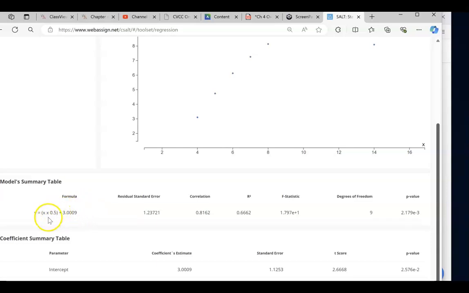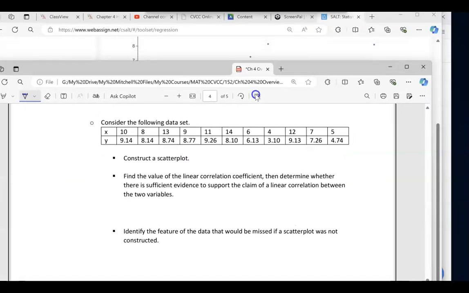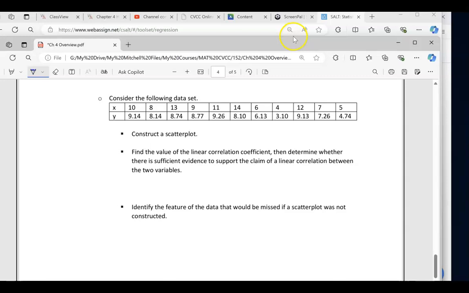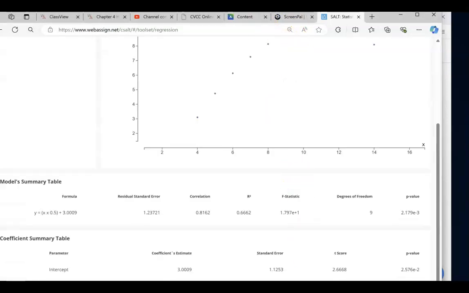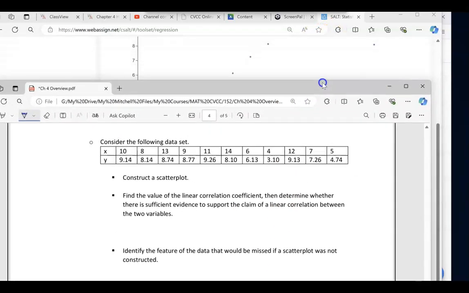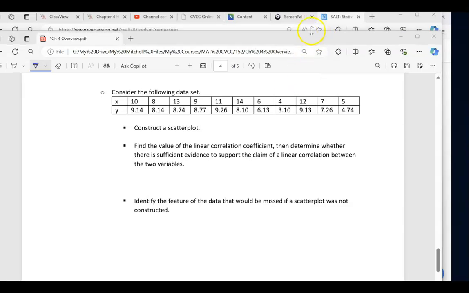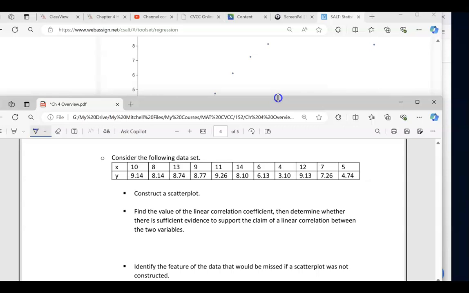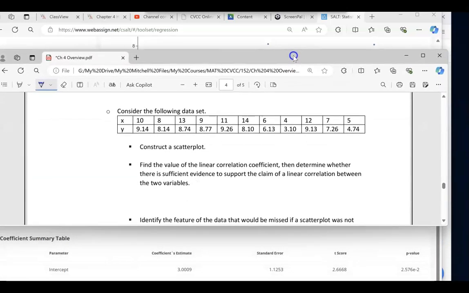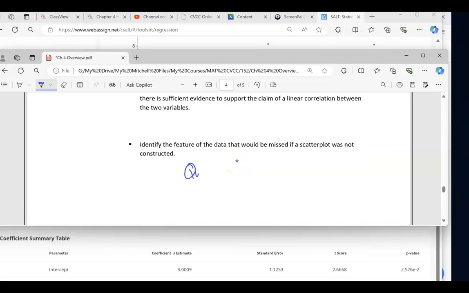So we've got the formula. And they're using x for times. So this is really x times 0.5. 0.5 is our slope. And then that 3.0009 is our y-intercept. So I'm going to pull out my notes here so I can write on this and see both of these pages. So let me see if I can adjust. So our scatter plot actually looks quadratic.